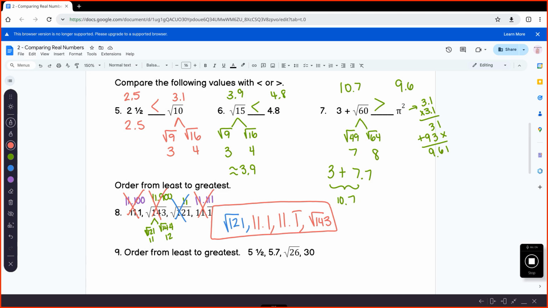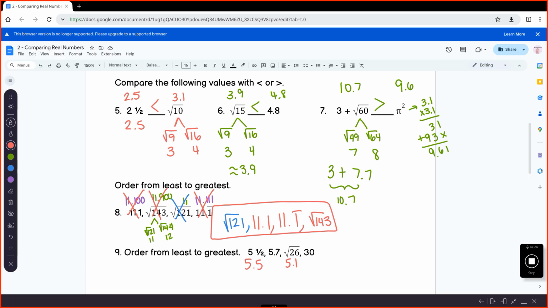All right, and then number 9 says we're going to order them again from least to greatest. So 5.5, I'm going to turn that into a decimal of 5.5. This is already 5.7. The square root of 26 is really close to the square root of 25, right? The square root of 25 is 5. So the square root of 26 has to be a little bit bigger than that. So I'm going to approximate this to be 5.1. And then we have that outlier of 30.